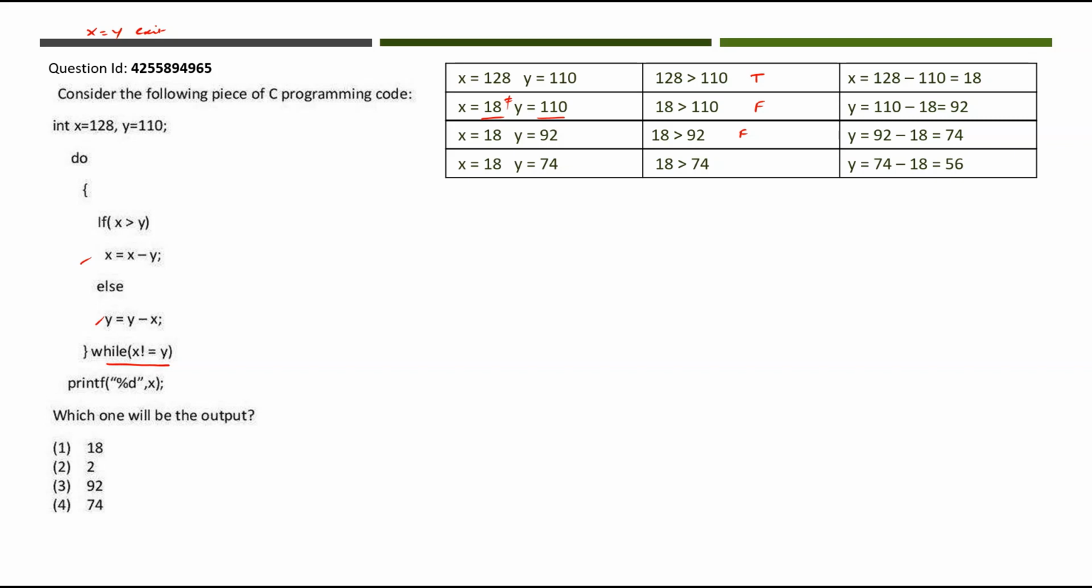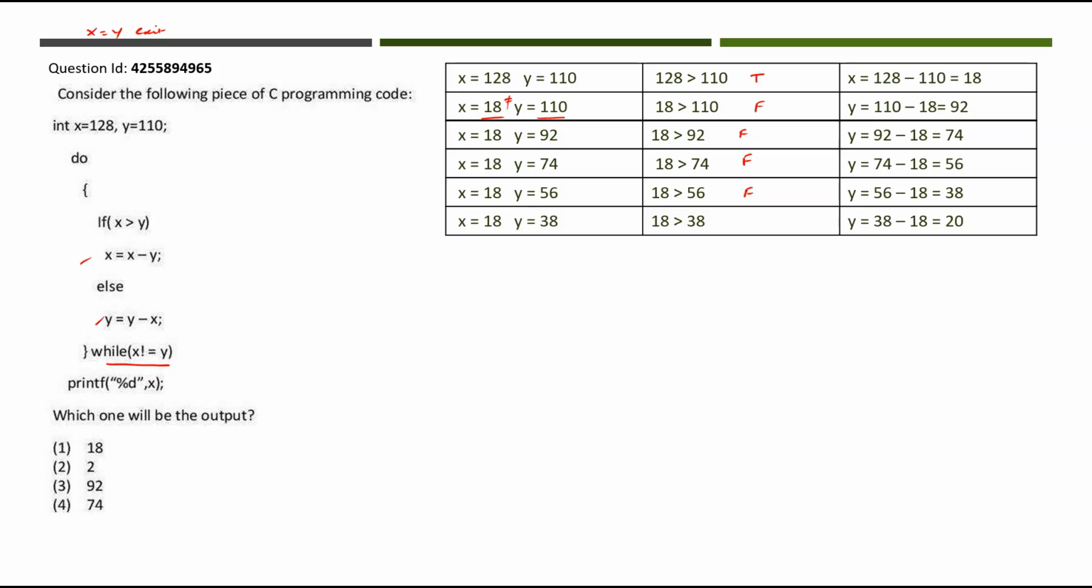74 is still greater, so the false part will be executing. Else y = y - x will this time give 56, and x = 18, y = 56. This will end up executing the else part once again. 56 minus 18 will give you 38. Now x = 18 and y = 38. 18 greater than 38, it is false. So the else part will be executing. y = 38 - 18, which is equal to 20.